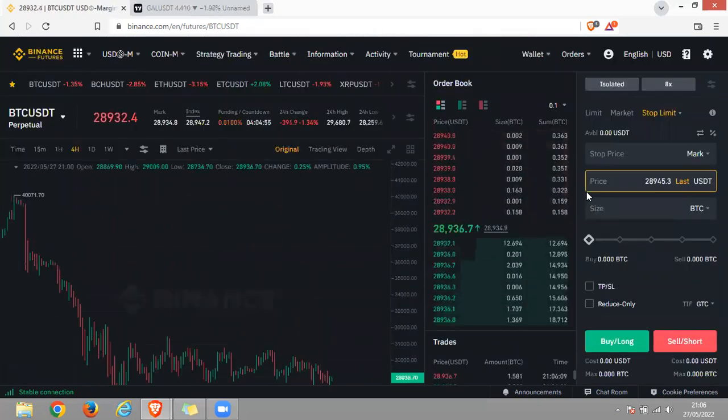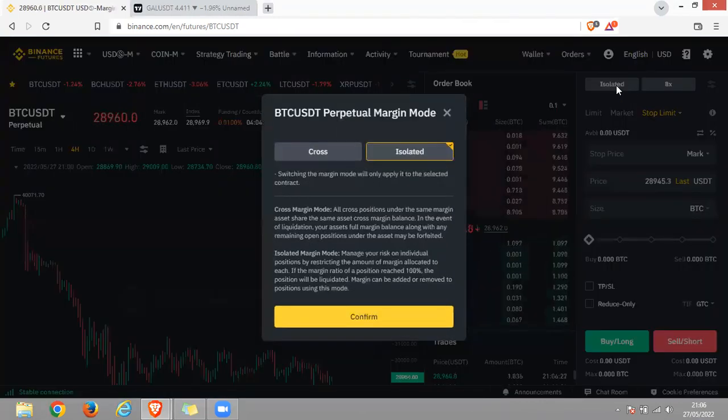Okay, so let's go back to this place. Here, I'm going to be explaining a lot of things. We have two types of trading here on Binance: the isolated and the cross. If I click it, it takes me to the cross and isolated.